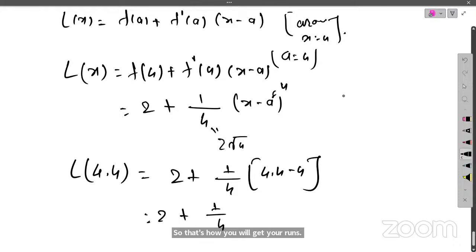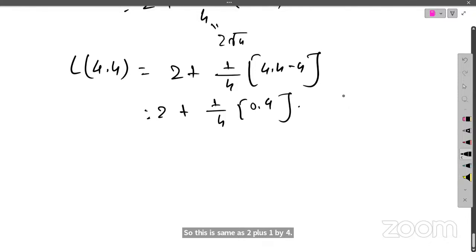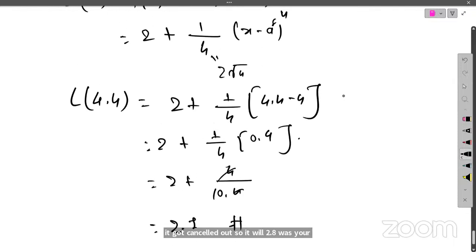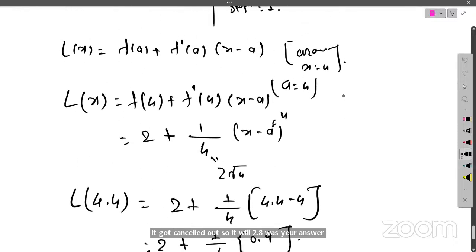So this is the same as 2 plus 1 by 4 into 0.4. Right? So this is 2 plus 4 by 10 into 4. It got cancelled out, so 2.1 is your answer. Is that fine for you, Lokesh, now? Yeah, ma'am, I got it. Sure. Thank you.